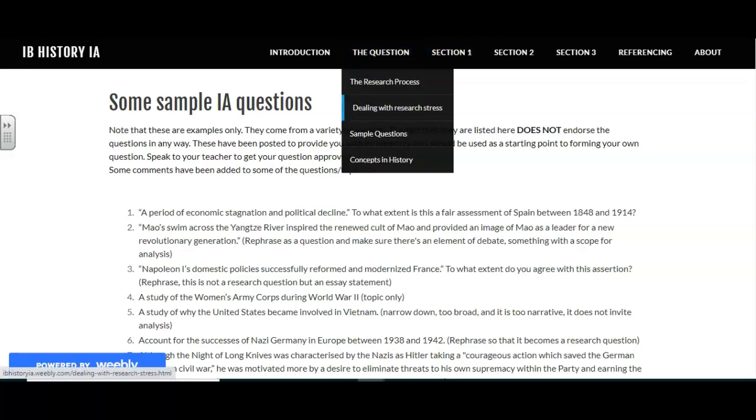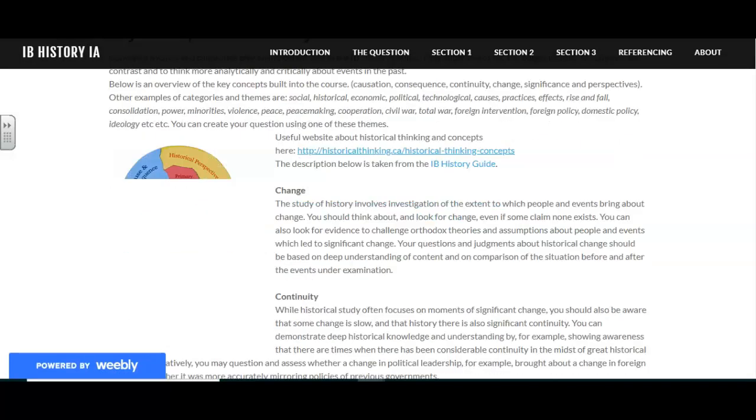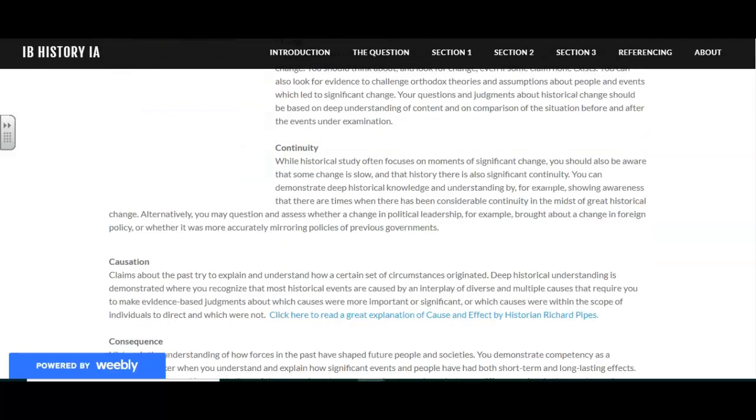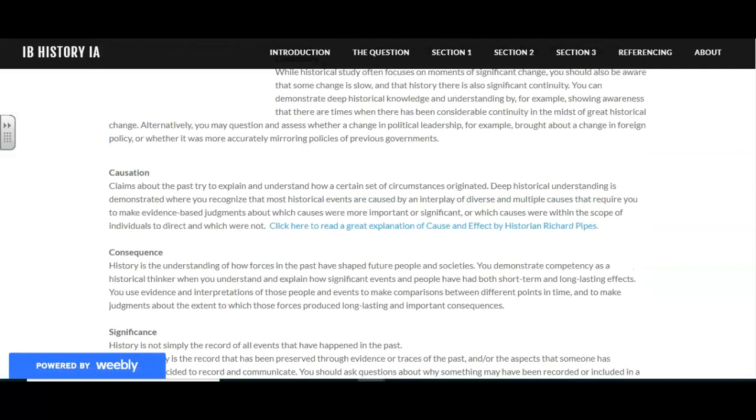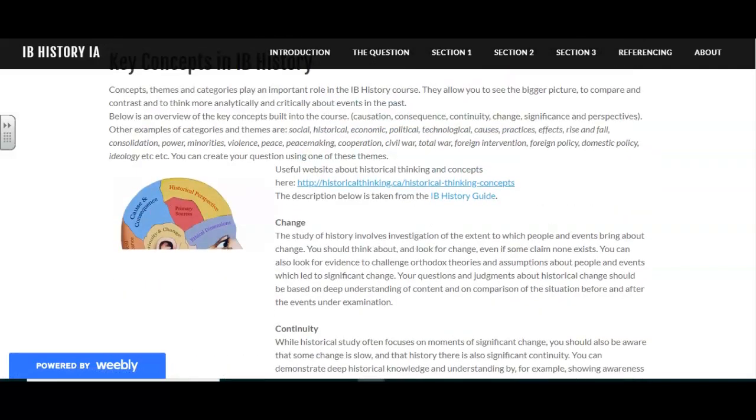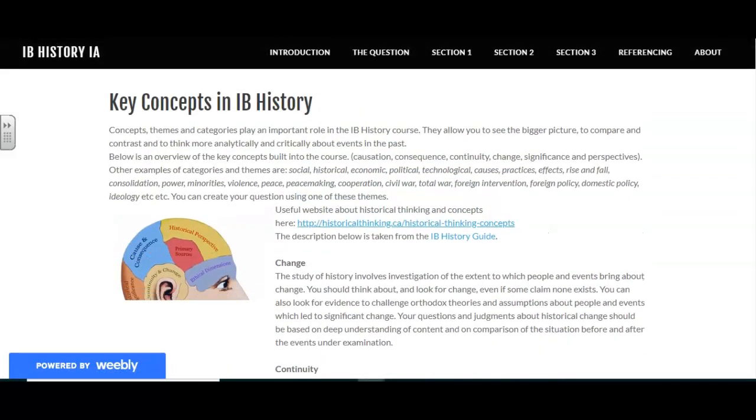Research stress, talk right through here. Don't really worry about that yet. We're going to get to that point later. And then concepts in history, example questions I just talked about. Okay, change, continuity, causation, consequence. Okay, significance, perspective. You can keep reading these. So these are things that you should be focusing on when it comes to your IA. Okay, these are the key concepts of IB history. The IA wants to see you focusing on these as well. So make sure you have this idea in your mind.